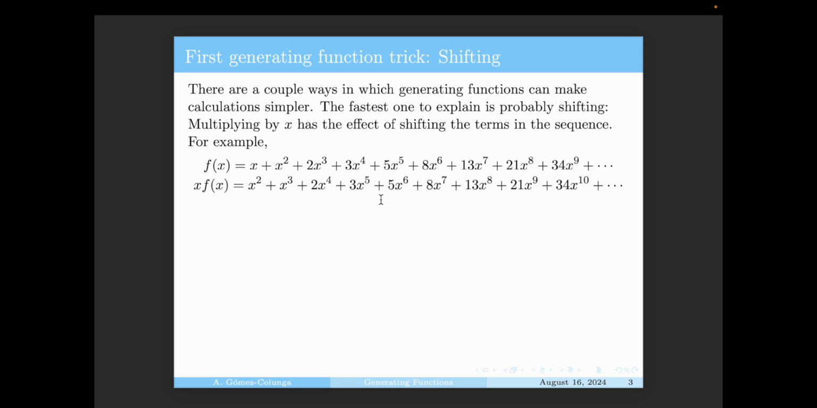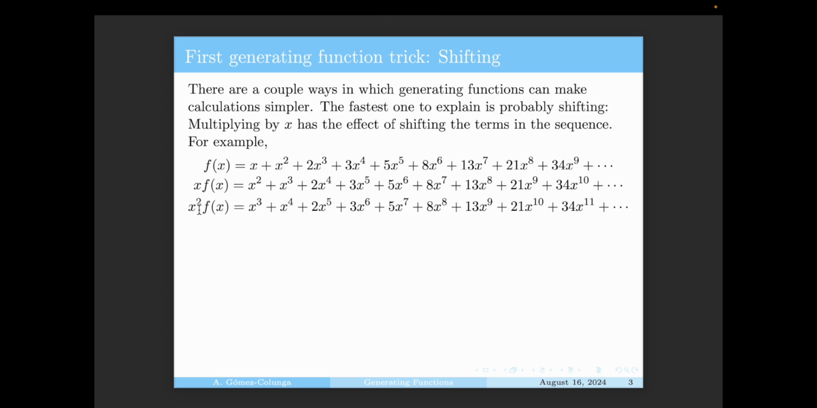And what you can see here is that if you compare the parts with the same exponents, so this has an exponent of 4, this has an exponent of 4, the term has shifted. Before, the 2 was in front of the third exponent, so it was the third term in the sequence, and now the 2 is in front of the fourth exponent, so it's the fourth term in the sequence.